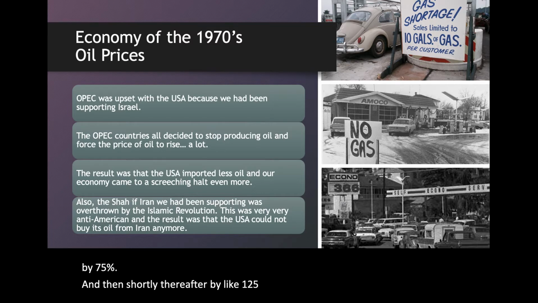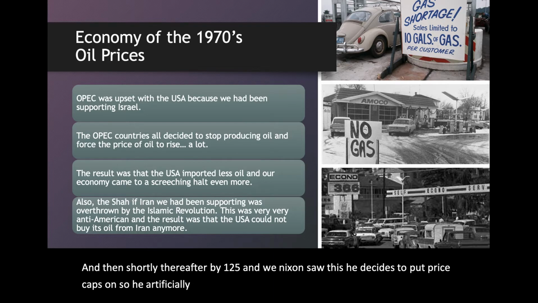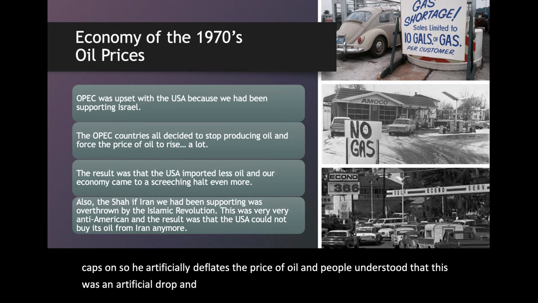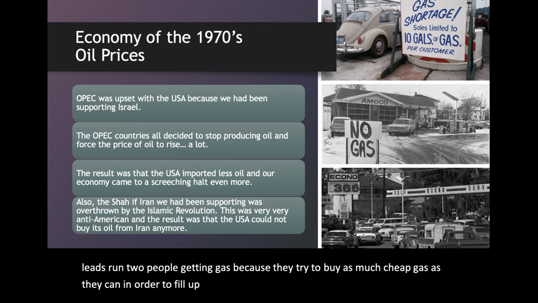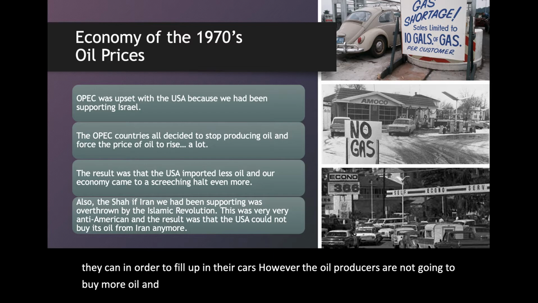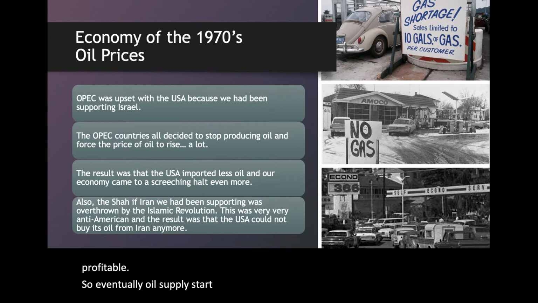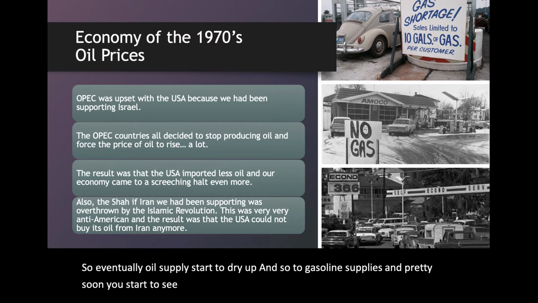And when Nixon saw this, he decides to put price caps on. So he artificially deflates the price of oil, and people understood that this was an artificial drop and that the gasoline was being artificially priced low, which leads to a run on gas, because people try to buy as much cheap gas as they can in order to fill up their cars. However, the oil producers are not going to buy more oil and charge at this low rate by not being able to be profitable. So eventually oil supplies start to dry up, and so do gasoline supplies. And pretty soon you start to see people stuck in gas rationing.